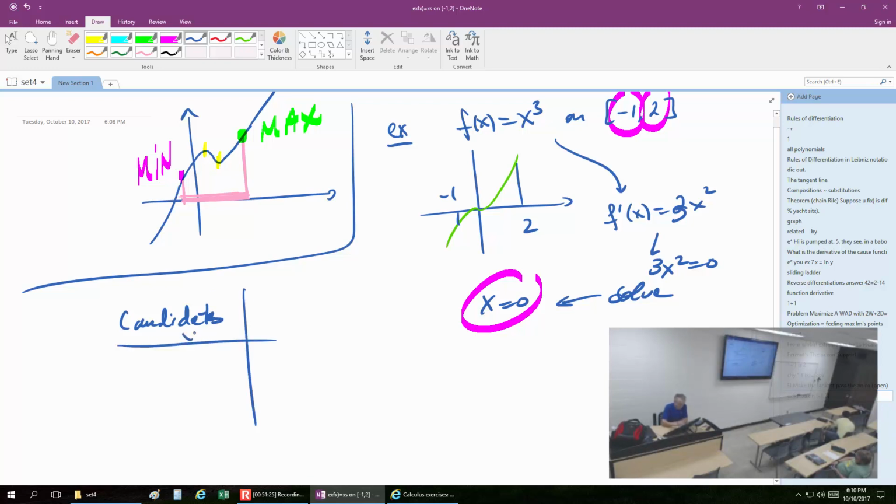So they are the values of x. They're -1, 0, 2, and then x cubed is computed, which gives me -1, 0, 8, and then this will be the max, and this will be the min, and this one is nothing.